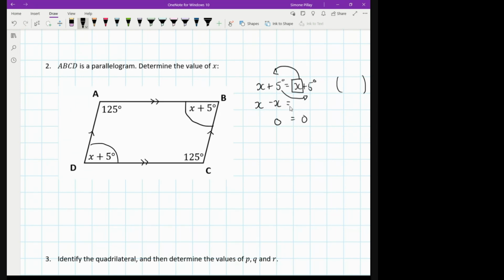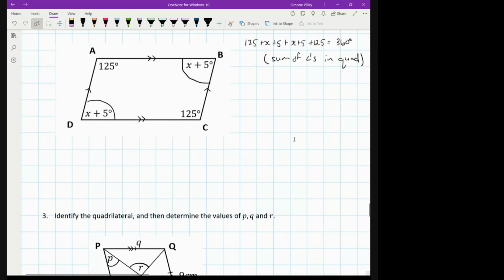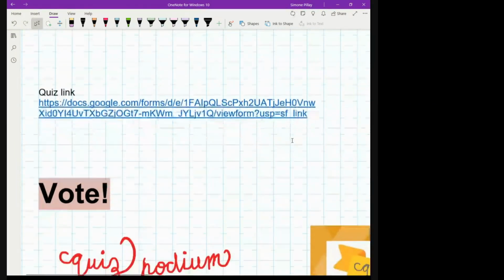So again, what I've been telling you guys is you pick up a tool, you see it doesn't work, that's okay, let's try again. So we go back to my original method. I am going to have to say 125 plus x plus 5 plus x plus 5 plus 125 should be equal to 360 degrees. And my reason is sum of angles in a quad. I'm not going to solve this equation. You guys can do that. I trust that you know how to solve equations. You would solve this equation to get your answer for x.